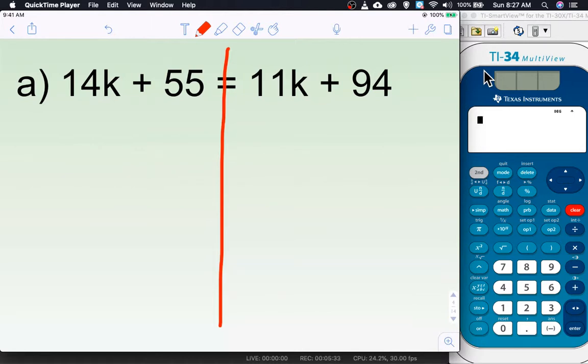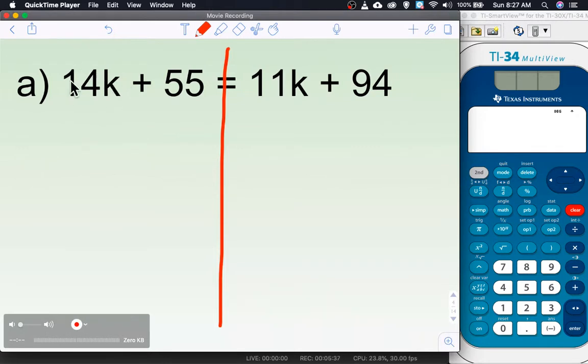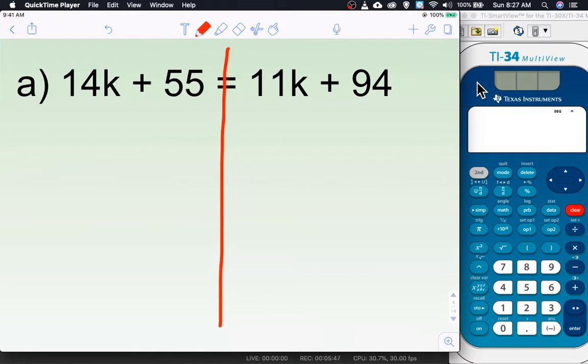Step 3, get rid of the variable on the right. So you'll see I have a 14k and an 11k. They're on different sides of the equal sign. We're going to get rid of the one on the right, and we'll talk about why that's a good idea.